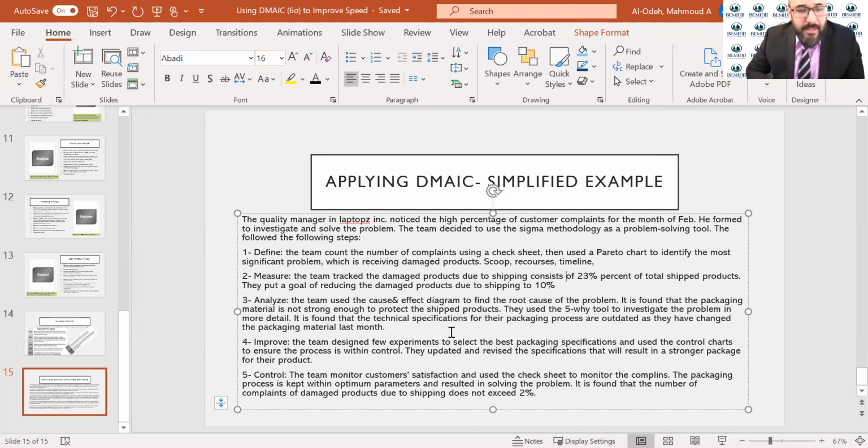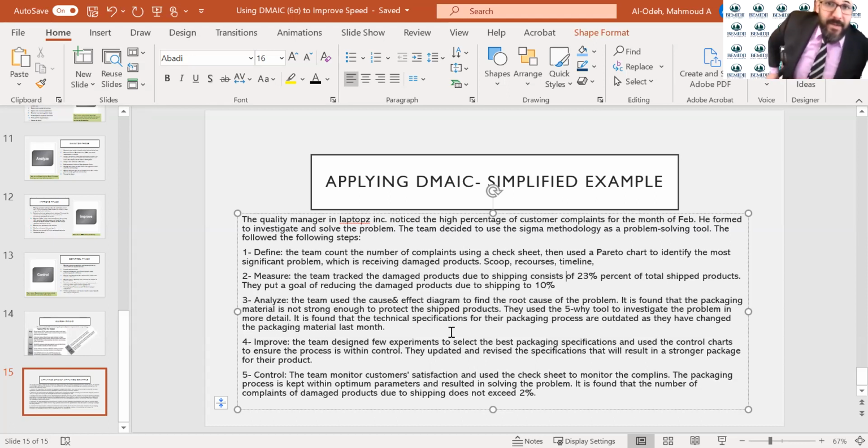In the improve phase, the team designed a few experiments to identify the specification and select the best specification for their packages. They used control charts to monitor the behavior of the process and to ensure that they selected the best specification. Then they updated and revised the specification, which hopefully will result in stronger packaging for their products.